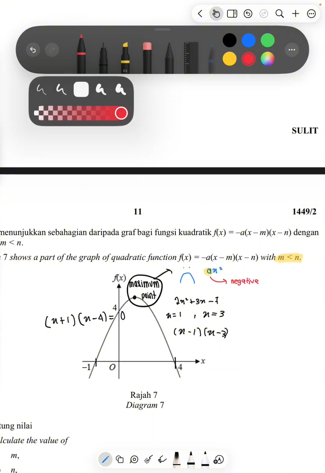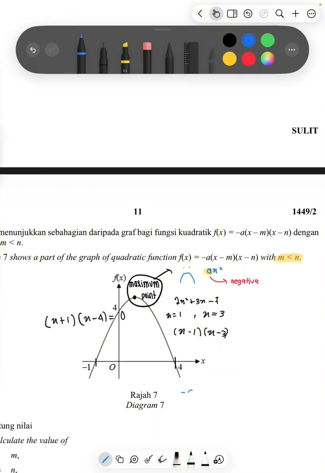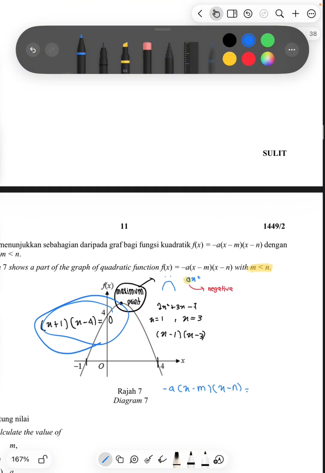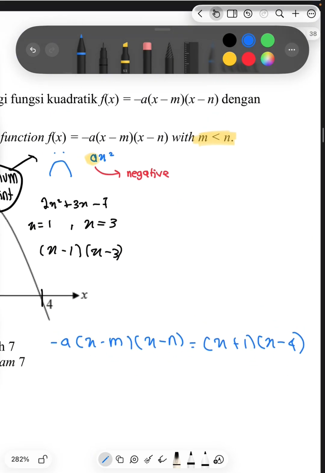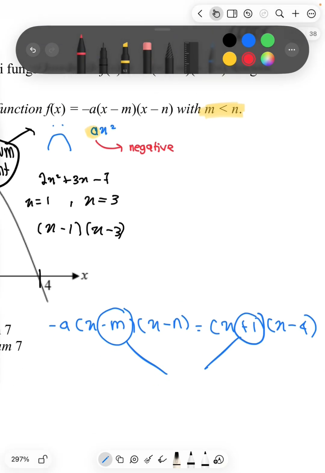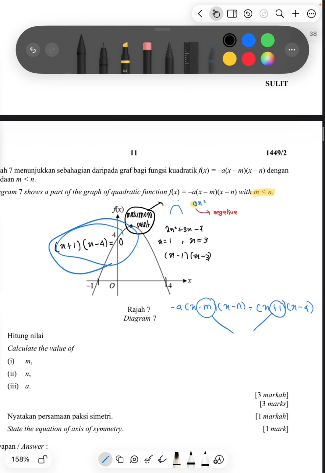Okay, so now that we know that it has to be a negative number and we're given that negative a, x minus m, x minus n, it's also equal to this, the one that we did just now, x plus 1 bracket x minus 4. So here it says that m must be smaller than n. So m should be negative 1 lah, because negative 1 is way smaller than 4. So m is equal to negative 1.